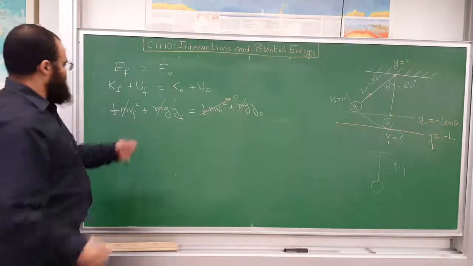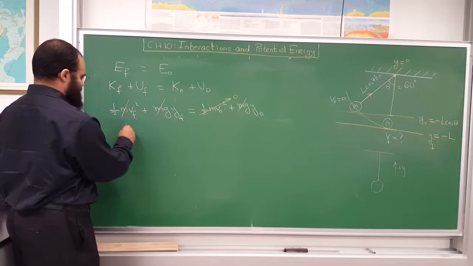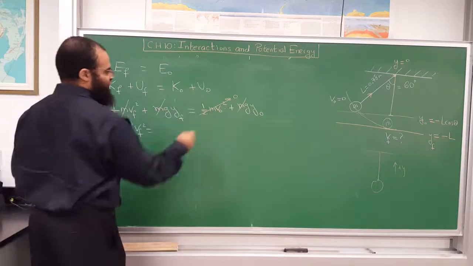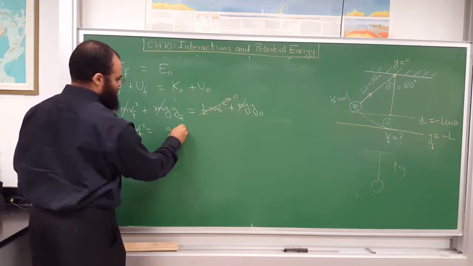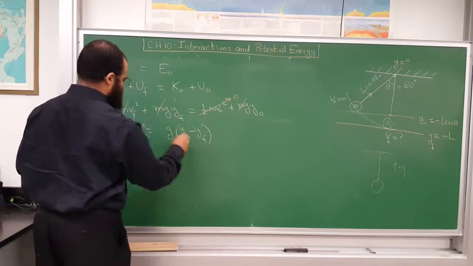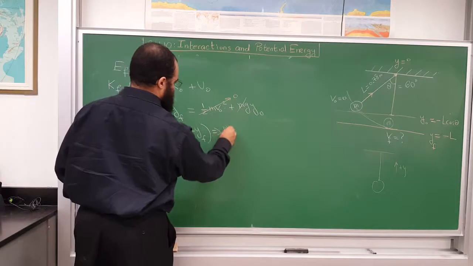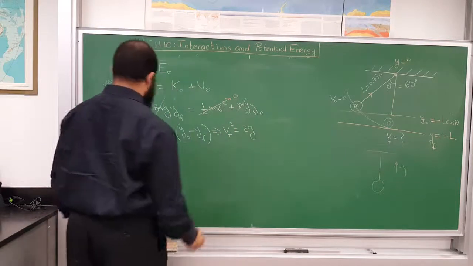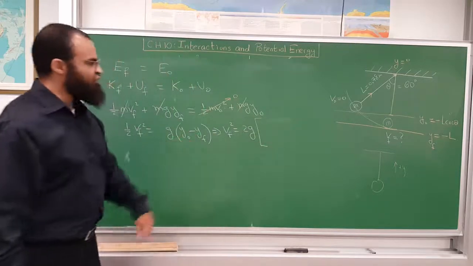And I want V final. So I have 1/2 of V final squared is equal to, move this to the other side, and then factor the g. So you have g times y initial minus y final, like so. And then multiply both sides by 2. So you get V final squared is equal to 2g times y initial minus y final.